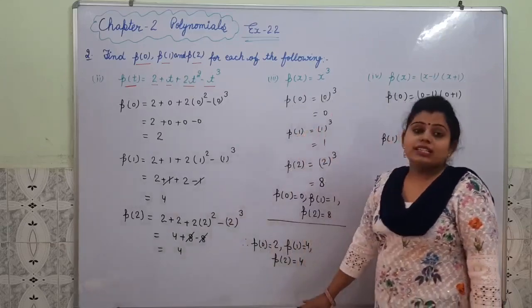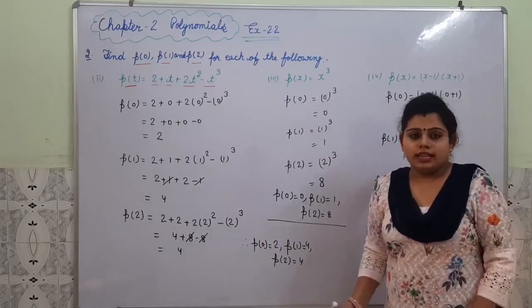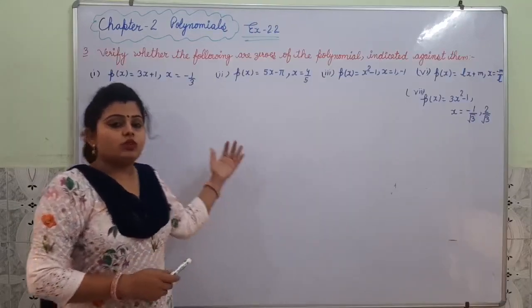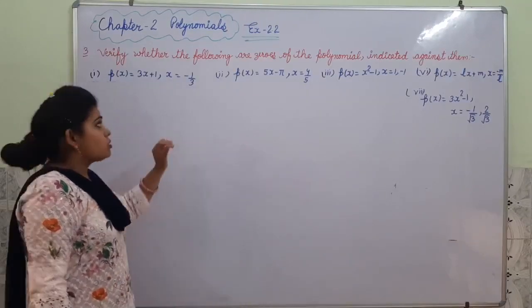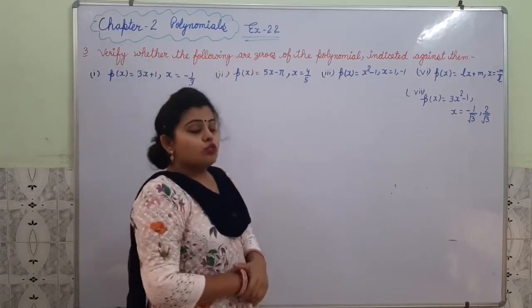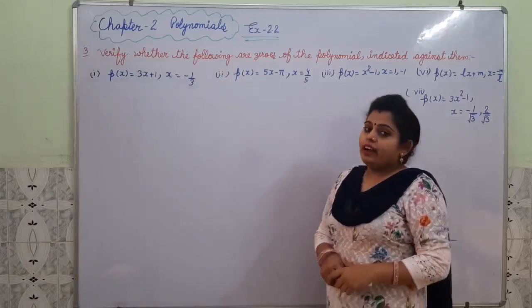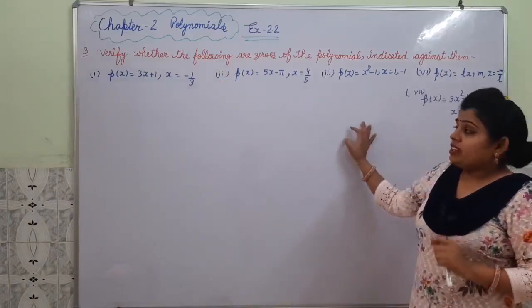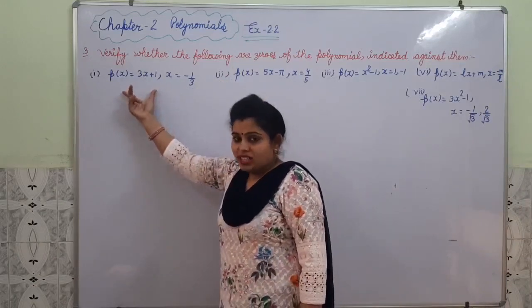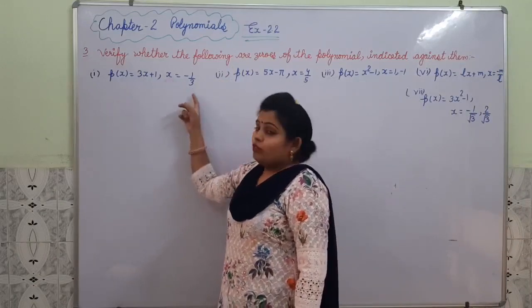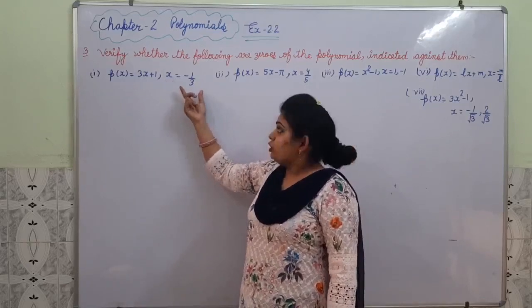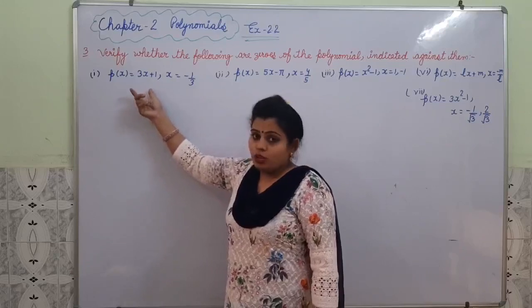And this is your second question of this exercise. Dear students, next question, that is question number 3. What is asked in this question? Verify whether the following are the zeros of the polynomial indicated against them. Means in this question, in every part, one polynomial is given, and with this polynomial, one solution is given. We have to check whether the given value is its zero or not.